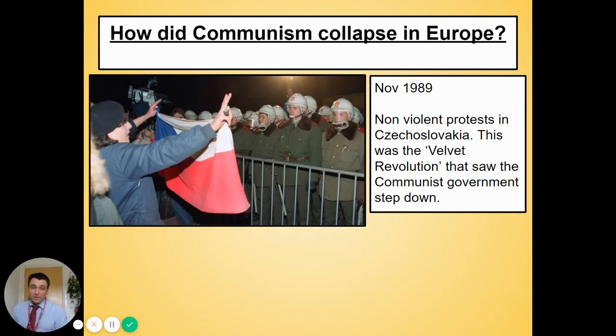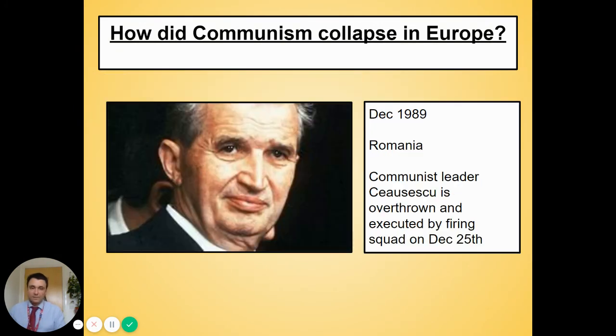So in other events, November 1989, non-violent protests in Czechoslovakia. And this was called the Velvet Revolution because there were hardly any deaths at all, no real violence, and the communist government just steps down completely. However, you could see a contradiction in December 1989 in Romania, where the communist leader Ceausescu was overthrown violently. He tried to escape and they caught him. He was put on trial on live TV, and found guilty, he was executed by a firing squad with his wife on December the 25th.